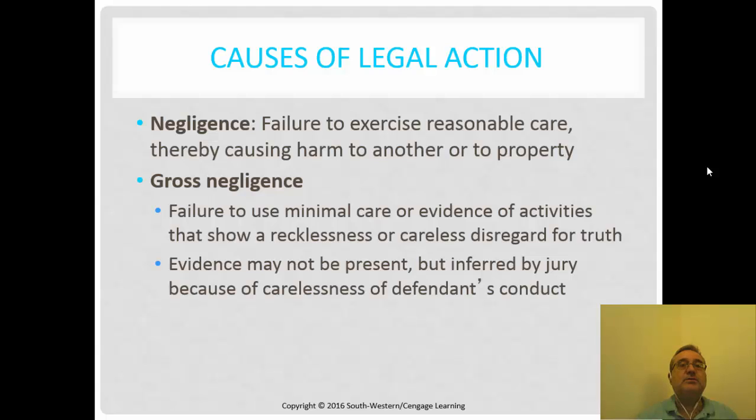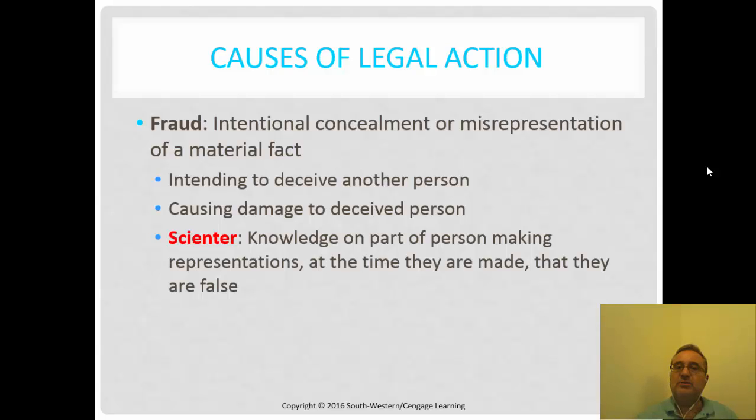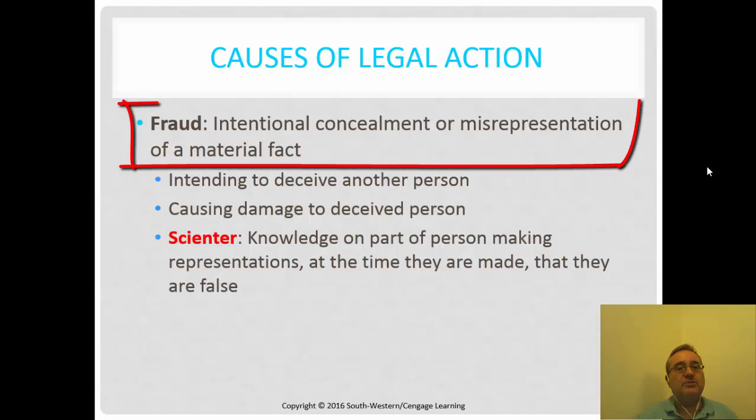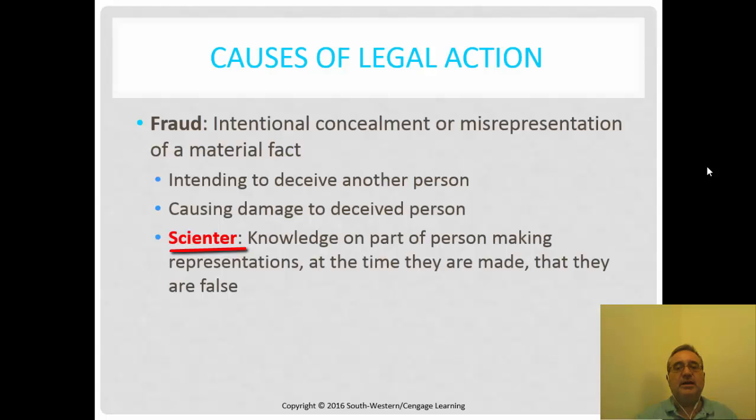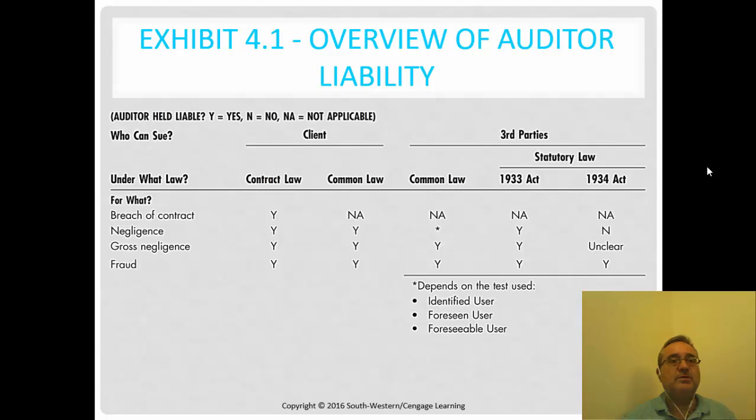Legal action is caused by neglect. Neglect is simply a failure to exercise reasonable care. Gross neglect is a failure to use the minimal care of evidence of activities that show a recklessness or careless disregard for truth. And then ultimately we're talking about fraud. Now you notice this last point here is scienter. This is knowledge on the part of a person making representations at the time they are made that they are false.